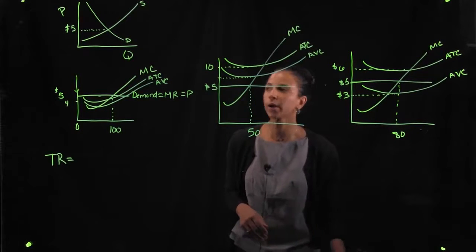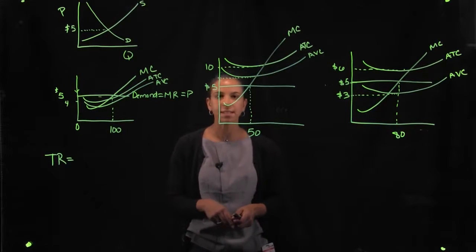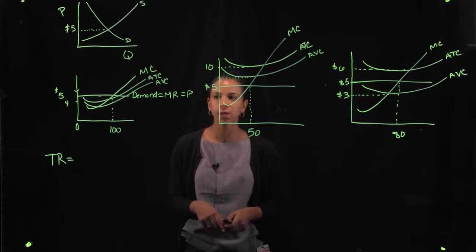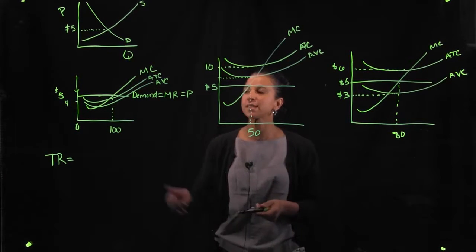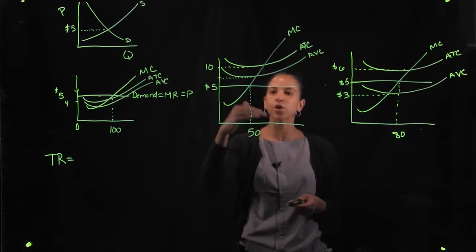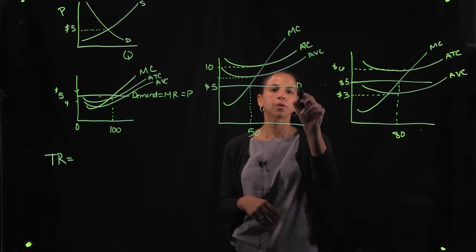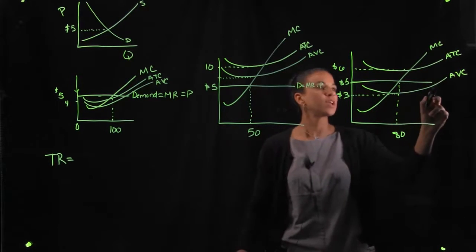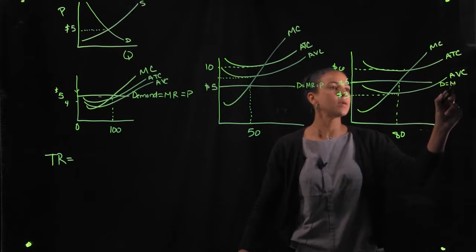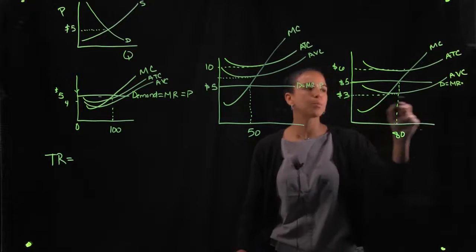Okay, so in comparing when a firm should shut down, I've drawn the cost curves for 3 different firms, firm A, B, and C. And what you'll notice is they all have a price of $5, and their demand curve is the same thing as our marginal revenue curve, which is the same thing as the price, which means that they are price takers.